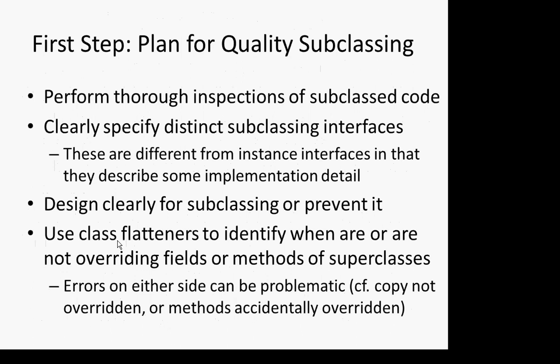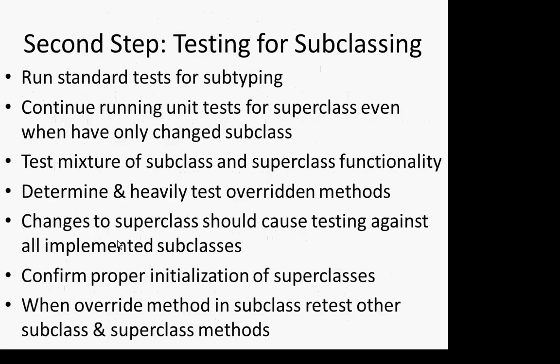Let's talk about testing for subclassing. Run standard tests for subtyping. Please do that. Continue running unit tests for superclasses, even if you've only changed the subclass. So run those unit tests on instances of those subclasses, because you might have broken the superclass functionality by overriding something in the subclass. I've seen this before. Something used to work in the superclass, code declared by a superclass, now it's broken because it calls off to a method in your subclass that doesn't do the right thing.